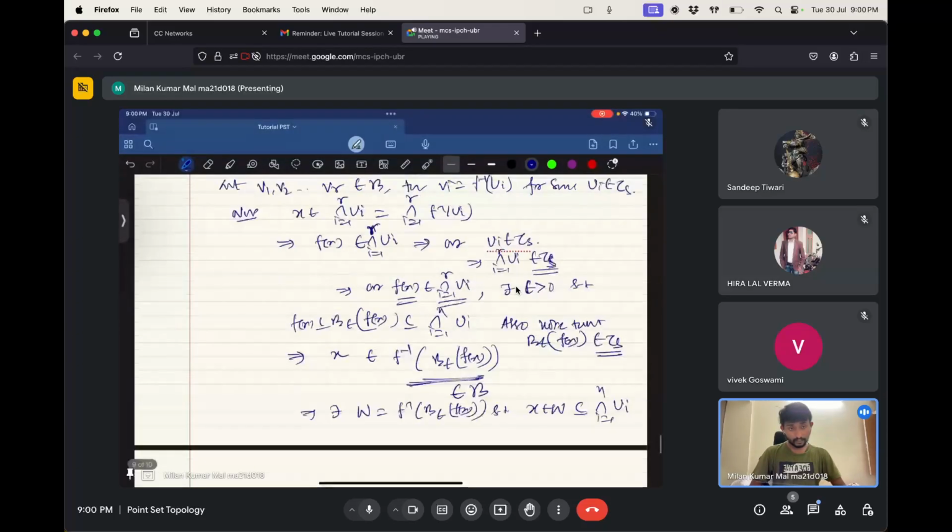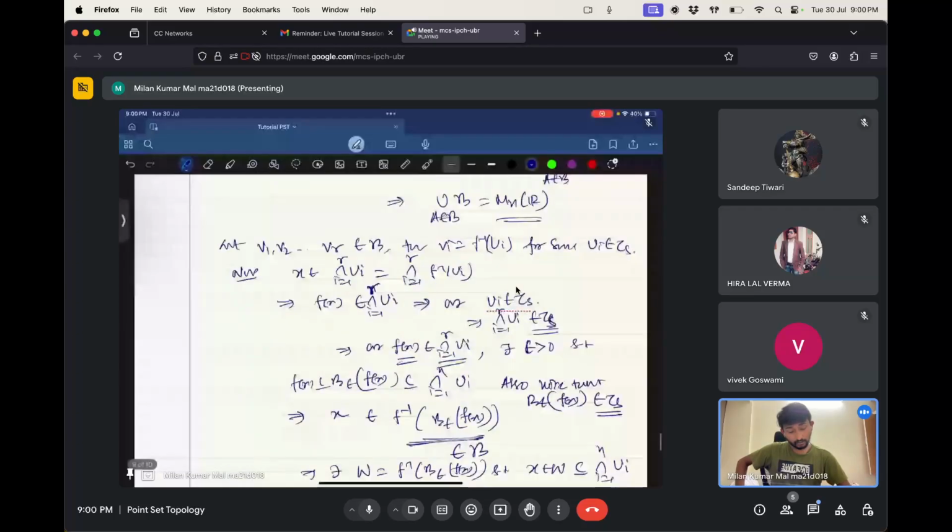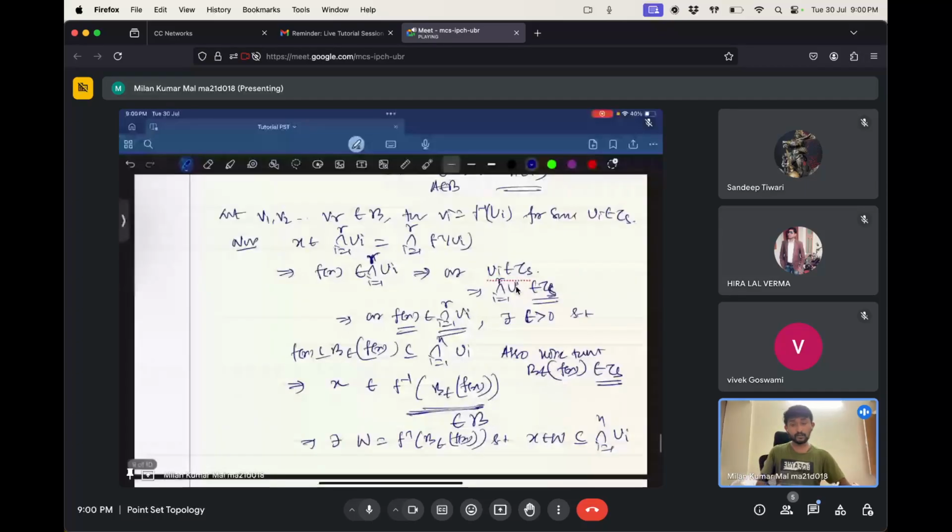I will just make a little reread. First of all, why the union is the full set, that is okay. Secondly, if V1, V2, up to Vr are arbitrary elements, then Vi is equal to F inverse of Ui for some Ui belonging to tau, the open sets. Now suppose x belongs to the intersection of all Vi, that means x is in the intersection of F inverse of Ui. That means F x is in the intersection of all Ui.